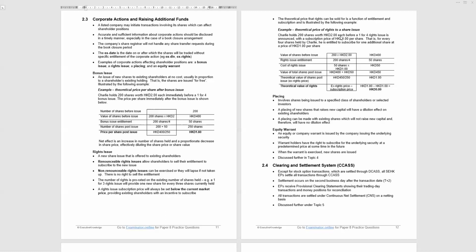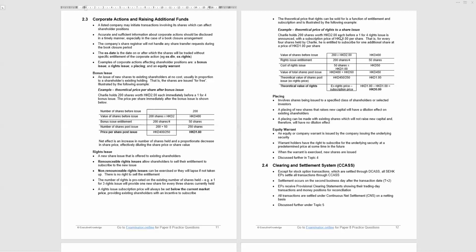An equity warrant is something that would be listed and it gives the holder the right to subscribe for the underlying security. It's a form of an option. And when the warrant is exercised, new shares are issued by the issuer. Okay, so under 2.3, we've got 4 methods of raising additional funds in the secondary market: bonus issue, rights issue, placing, and equity warrant. We will deal with equity warrant in more detail in topic 4.